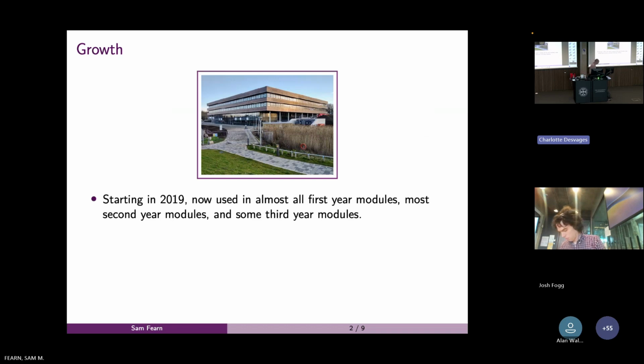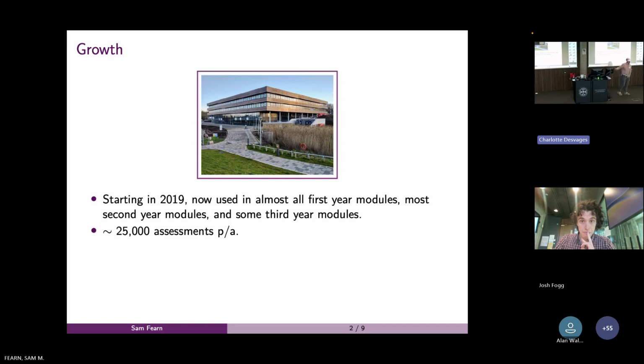So let me just briefly say how we use this in Durham, or at least the scale at which we're using this in Durham. We've been using this since about 2019, where we started testing it in a couple of first-year modules, in our calculus and linear algebra modules. We're now using it across basically every single first-year module we run, almost every second-year module, and some of our third-year modules. I don't think any of our fourth-year modules are yet using it, but I suspect that's simply a matter of time.